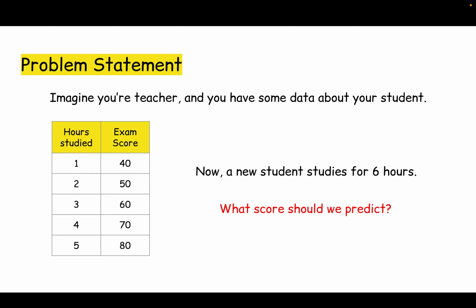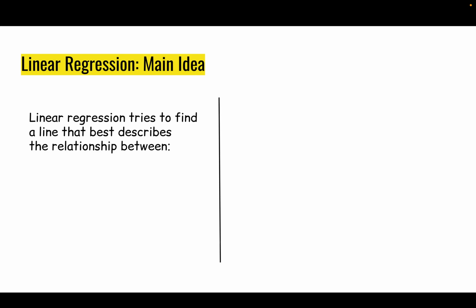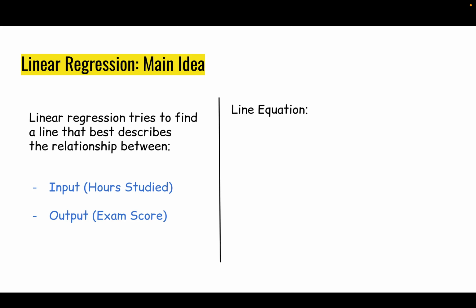Now this is where linear regression comes into picture because linear regression tries to solve problems where the target variable is continuous in nature. For example, exam score. So let's understand linear regression's main idea, which is to find a line that best describes the relationship between input and output, which is the hours studied and exam score. So the line equation is pretty simple, which is y is equal to mx plus b, and it looks like this simple plot, which is a straight line.